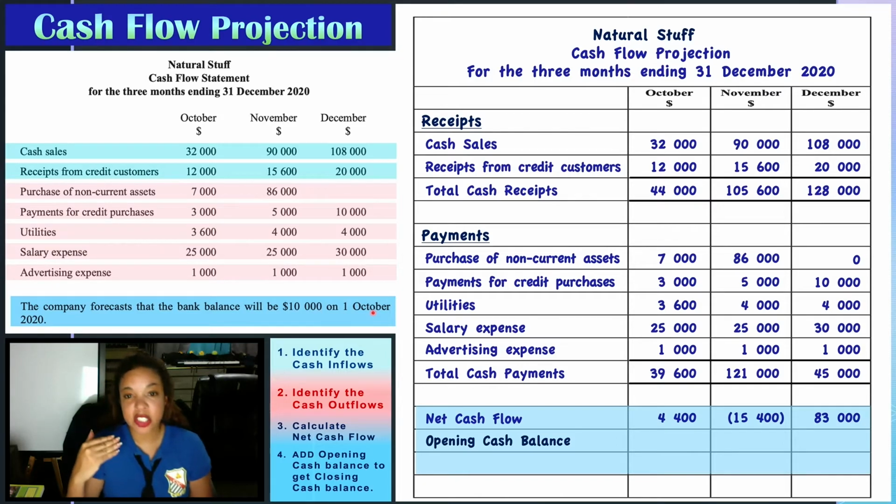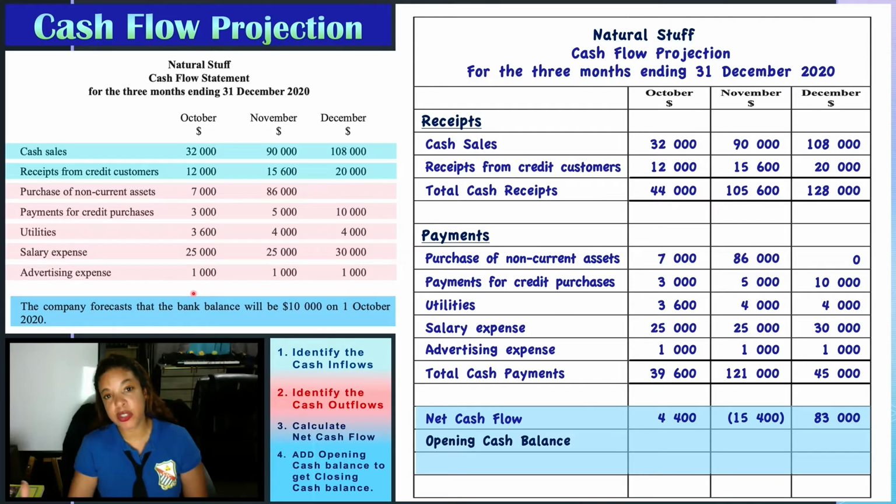Now, just to point out, they use the word bank here. Bank is near cash. So when they're talking about cash flow, they will be talking about cash, the most liquid, and then bank is very, very close to it. All right, so don't let this confuse you at all. This is your opening cash balance for October. So we have $10,000, so you just put in $10,000. We do not have the opening cash balance for the other months.